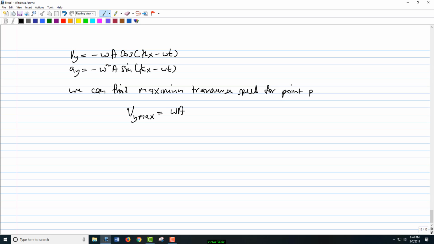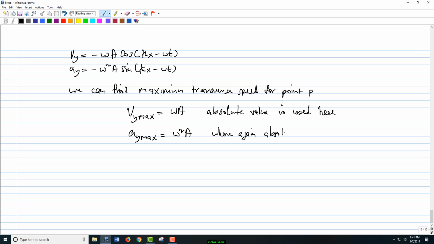And the reason why this works is that we want kx minus omega t to be equal to 0, because cosine 0 is equal to 1. So by doing it this way, we can say the maximum speed v_y max in the transverse direction is omega A. And we are interested in the absolute values, so the negative sign goes away. The same way, the maximum acceleration in the transverse direction is equal to omega squared A, where again absolute value is used.